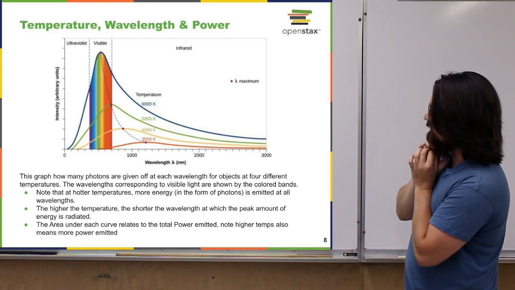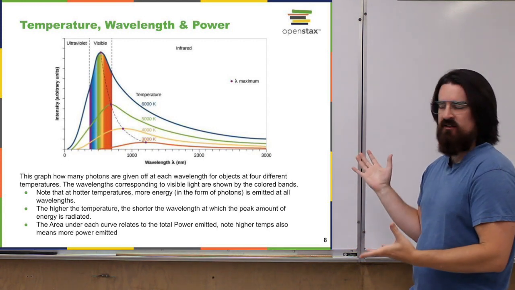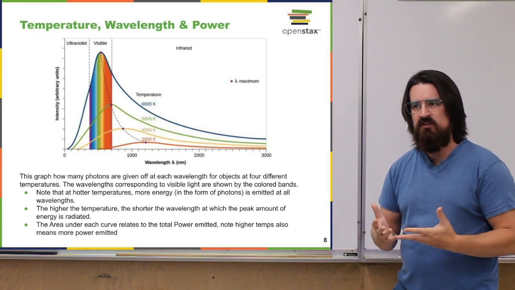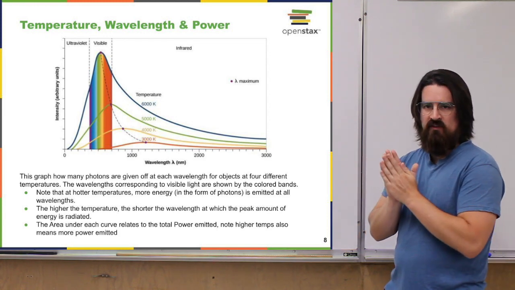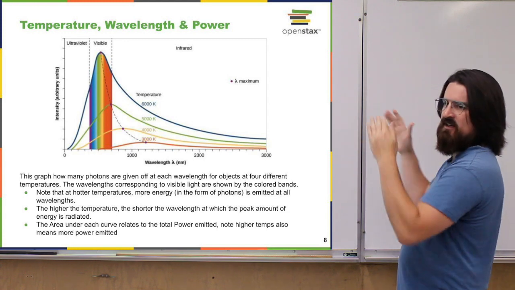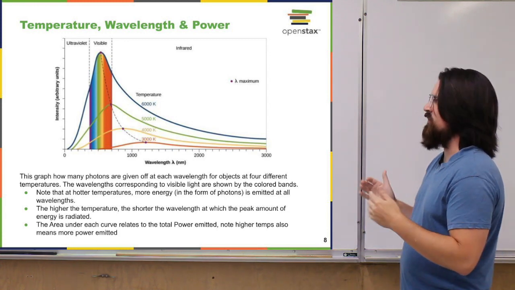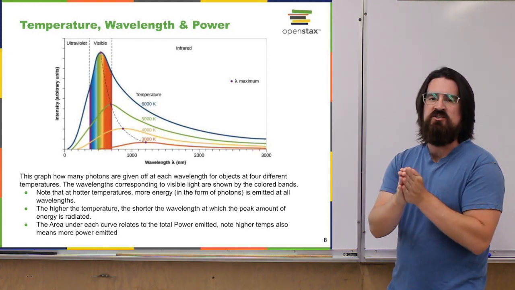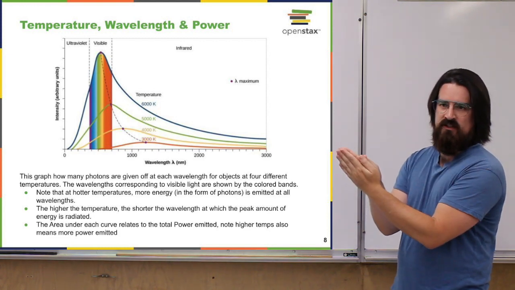So the overall takeaway here is that the higher temperature an object is, the shorter the wavelength that it's going to radiate at. Right? It's still radiating at all these other wavelengths, but that peak, the largest amount of radiation, is going to come out at a lower and lower wavelength.